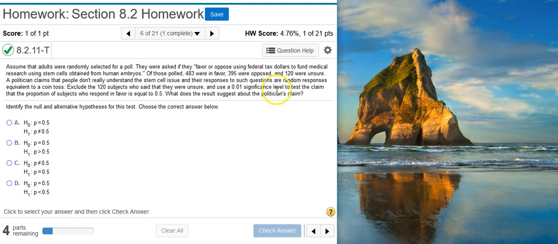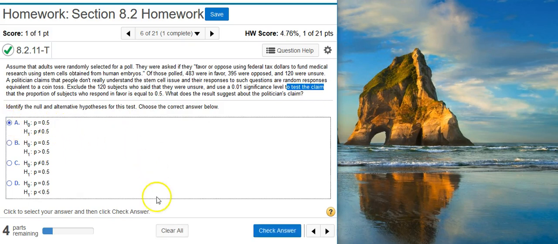Here the claim, if we look at the problem statement, says we're testing the claim that the proportion of subjects who respond in favor is equal to 50%. So the proportion is equal to 50% is the claim, but that is the null hypothesis because equality by definition belongs to the null hypothesis. So we have to take the complement of that. The complement of being equal to is being not equal to, so we want answer option A.